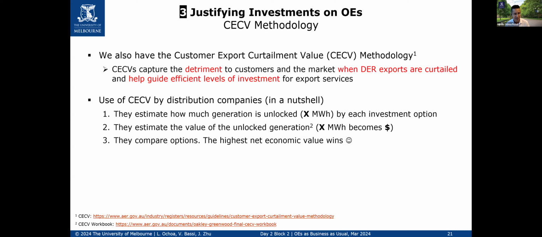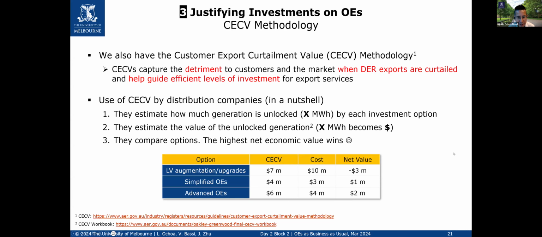Essentially, they just use a table. That's the link there, the CECV workbook. It's a massive table for the next 10, 20 years, and it's really for multiple periods during the year. And then that megawatt hour becomes dollars. And then they compare the options, and the highest net economic value wins. Let me show you an example.